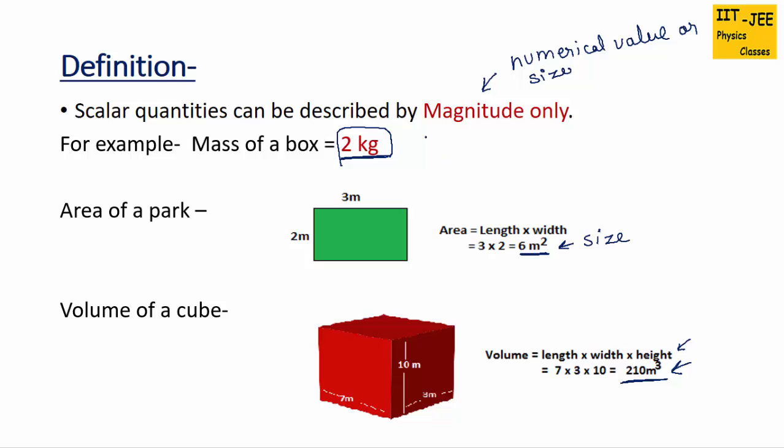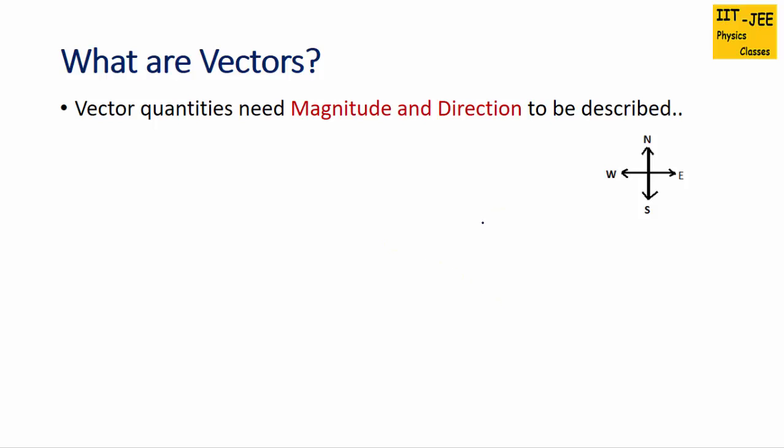You can see all these quantities just need numbers or numerical value, or you can say the magnitude of the quantity to be described. So what are the vectors? Vector quantities need magnitude plus direction to be described. For example, position. Position is a vector quantity. So let me show you why.